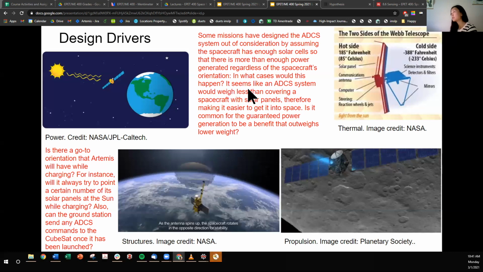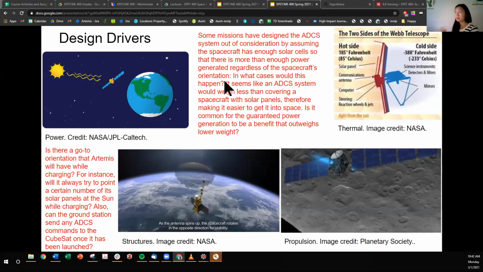And so the second part of the question is, it seems like an ADCS system would weigh less than covering a spacecraft with solar panels, therefore making it easier to get into space. So I'm just going to address this assumption right here. In fact, no, ADCS systems, if you have actuators, could weigh more. That was actually a trade study that was done within our CubeSat kit, where ADCS actuators like reaction wheels would take up immensely more mass and volume than just slapping a bunch of surface solar cells onto all sides of the spacecraft.